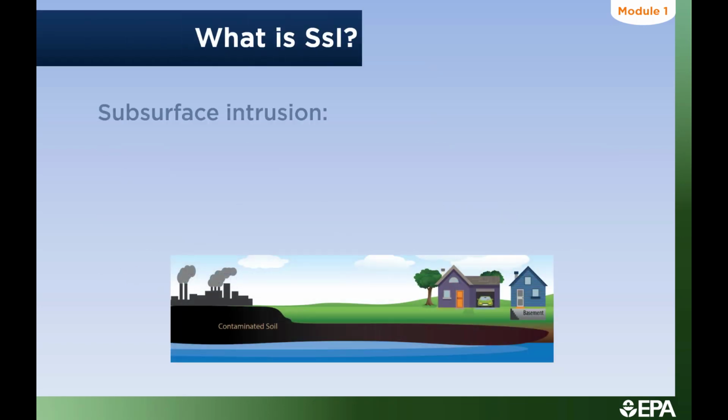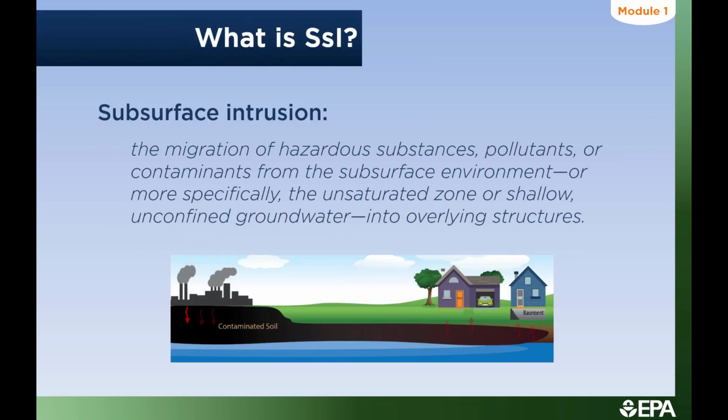So what is subsurface intrusion? The HRS defines subsurface intrusion as the migration of hazardous substances, pollutants, or contaminants from the subsurface environment into overlying structures. The SSI component allows for the evaluation of two modes of subsurface intrusion, via vapor intrusion and via groundwater intrusion. Let's look at each individually.